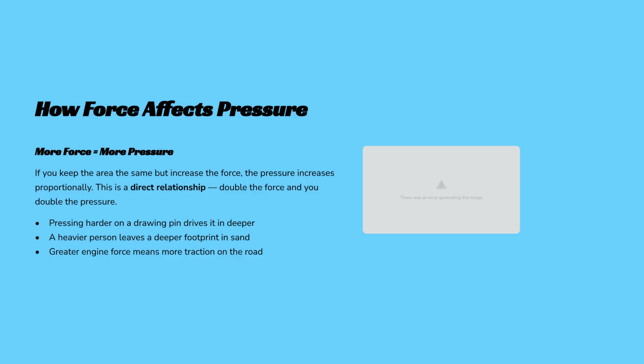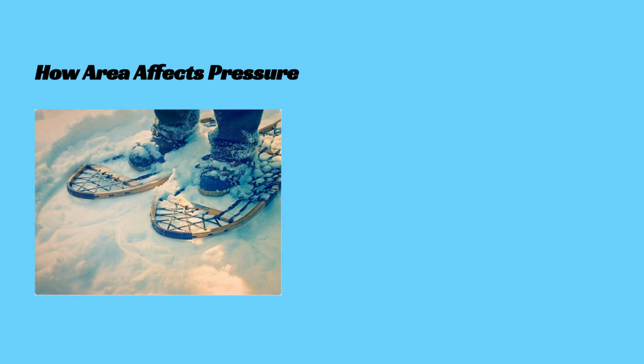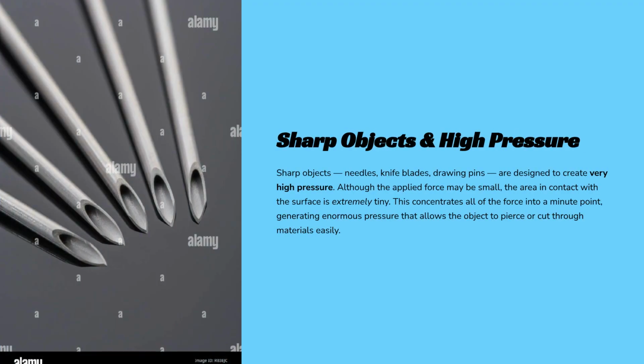When area remains constant, increasing the force leads to a proportional increase in pressure. This direct relationship means that if you double the force, you double the pressure. Conversely, how does area affect pressure? With a constant force, reducing the area increases the pressure. This is an inverse relationship, where halving the area effectively doubles the pressure, a principle used in everything from snowshoes to tractor tires. Sharp objects like needles and knife blades are designed specifically to generate high pressure.